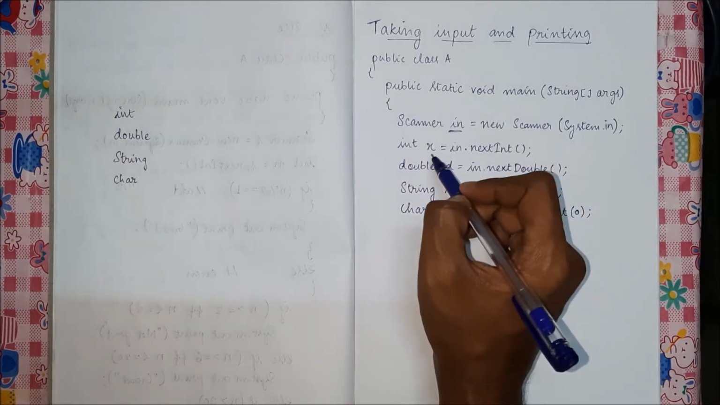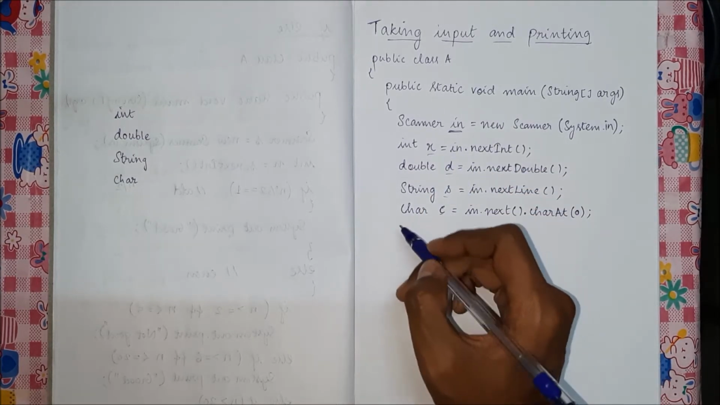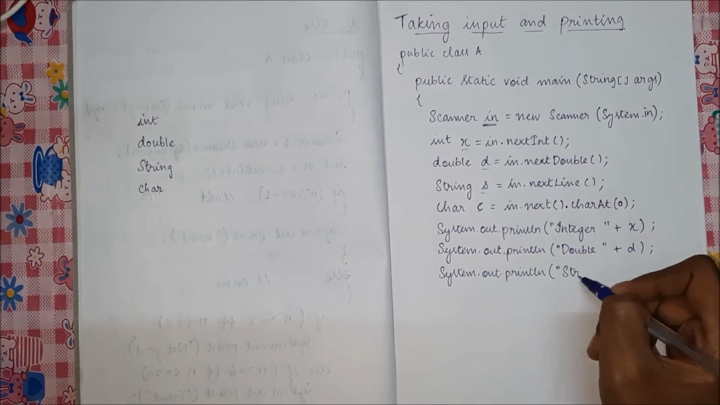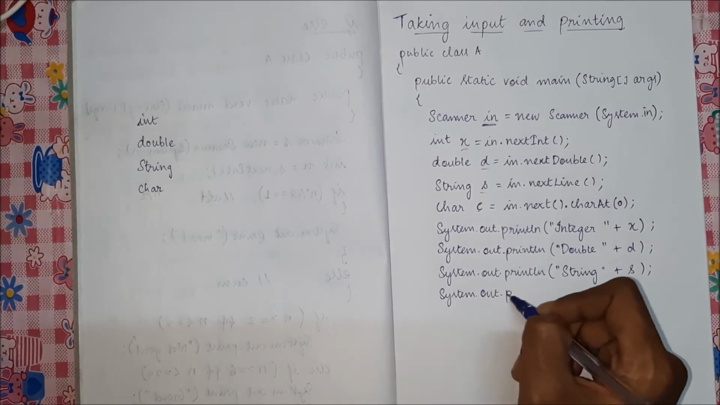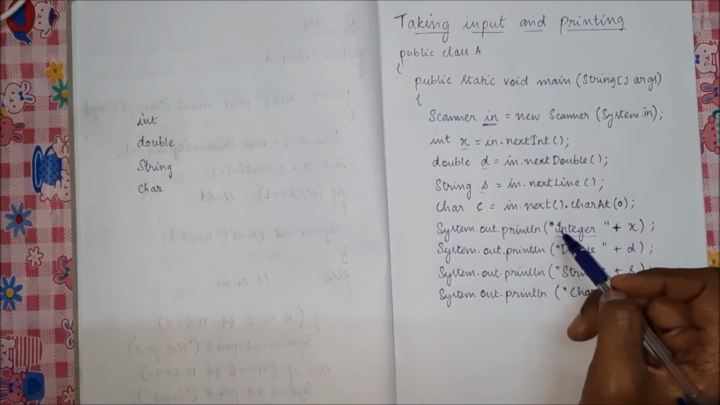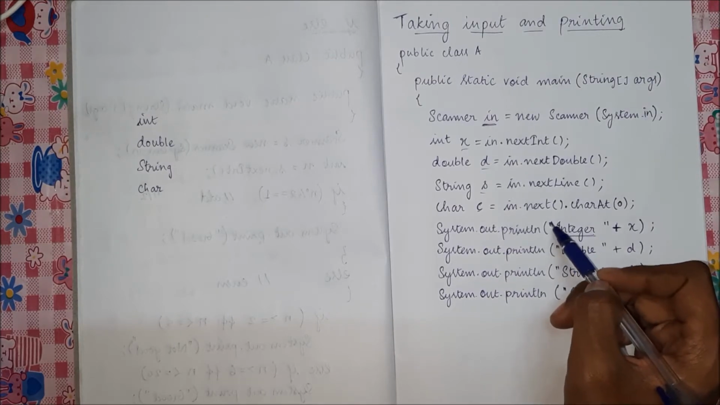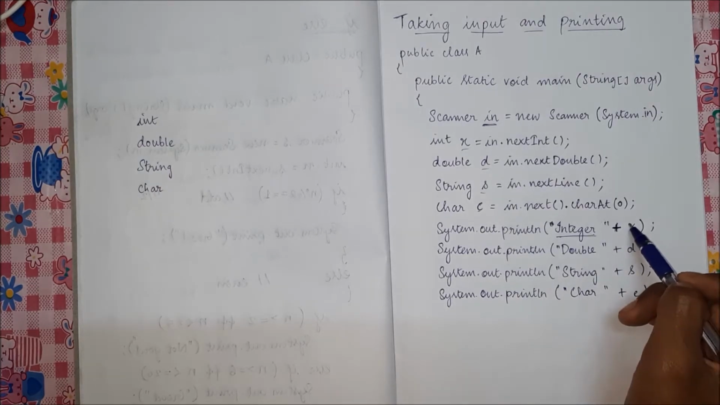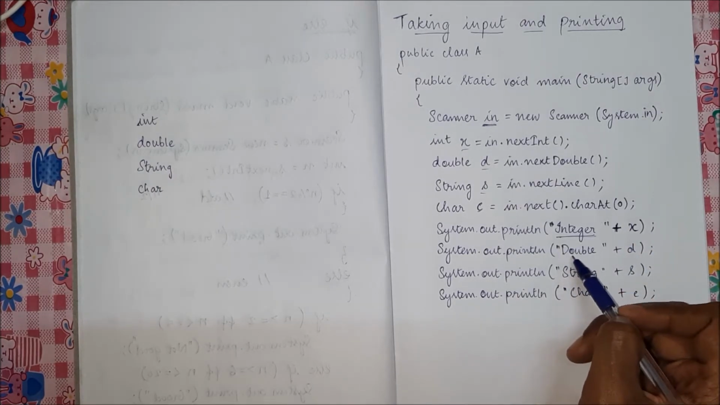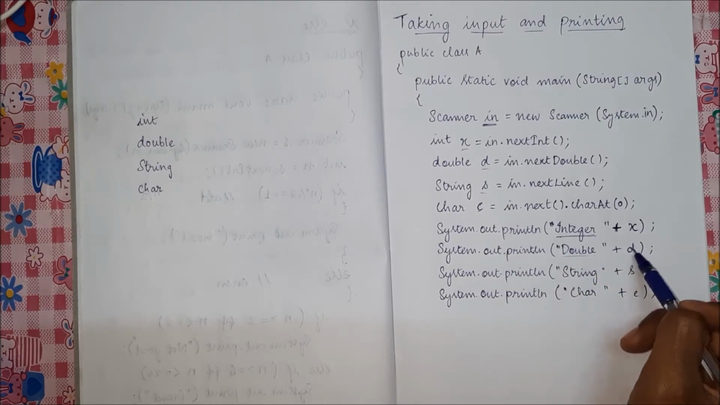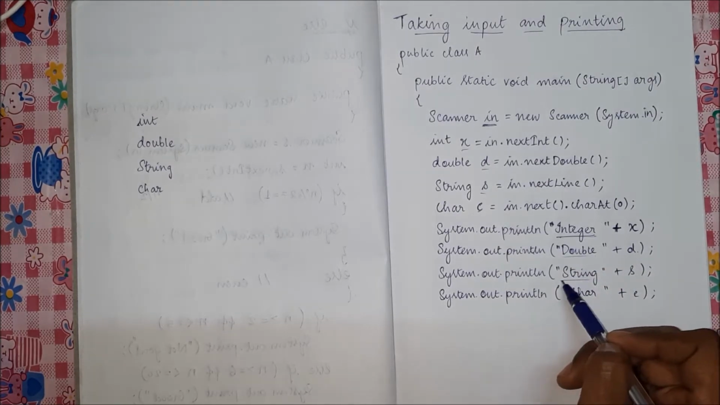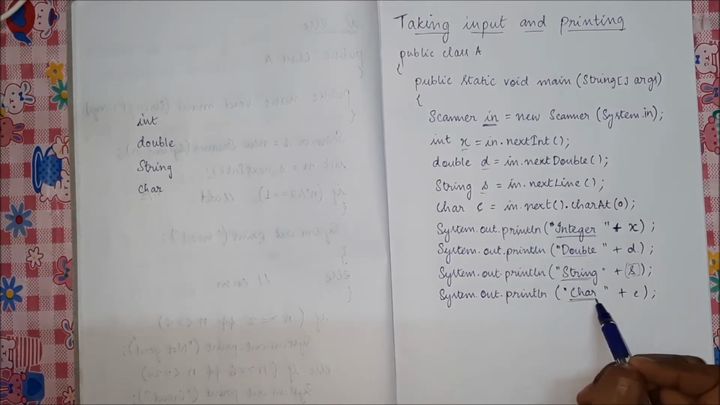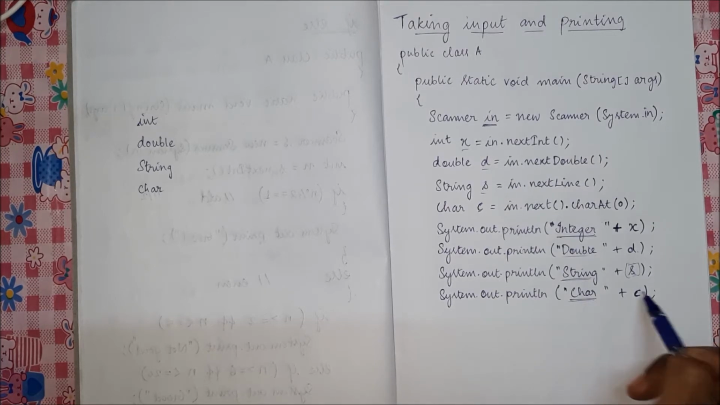Now we will print all these variables. So we will print one by one. So here I am printing the word integer, which is inside the quotes, and then using plus I am separating the variable. Now in quotes I am printing double, and then the variable double, and then string, and then the word string, and then the variable which has the string, and then the word character, and then the variable c which has the character.